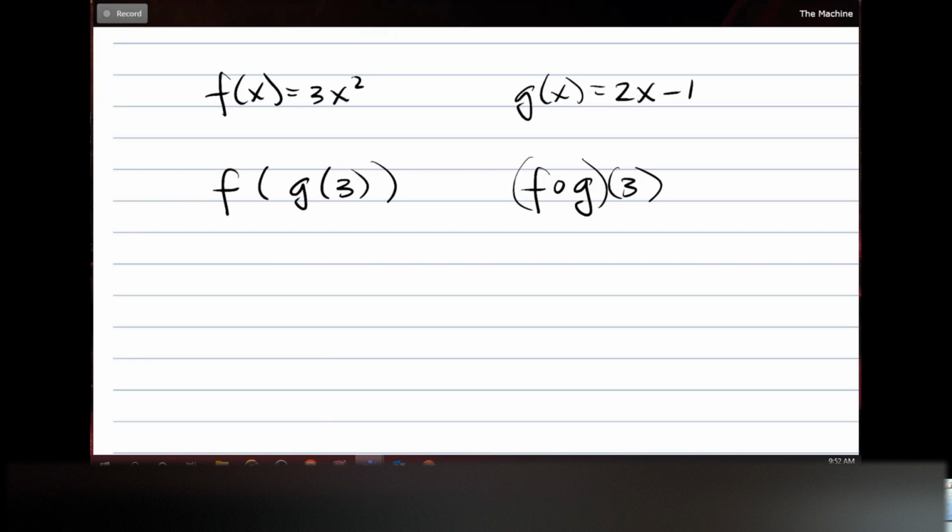Are you going to put 3 into G or F first? This one here clearly tells you that you're going to put 3 into the G function first. This one says if you're in the fog, go backwards. You put 3 into the G function first.